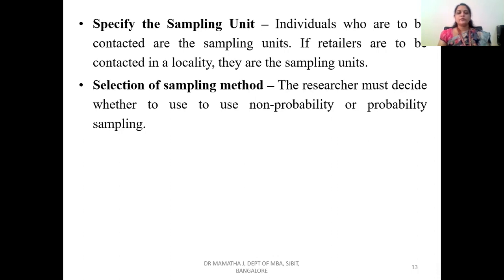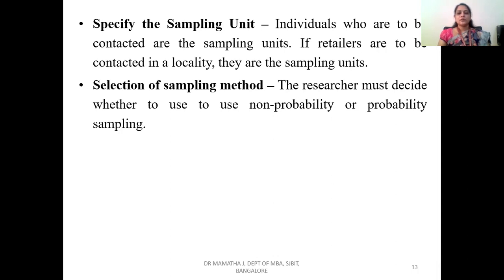Or otherwise, I can even use a random number table. In many of the textbooks, you can find these tables. Based on the table values also, you can decide how you're going to select the sample. Then one more is systematic random sampling.